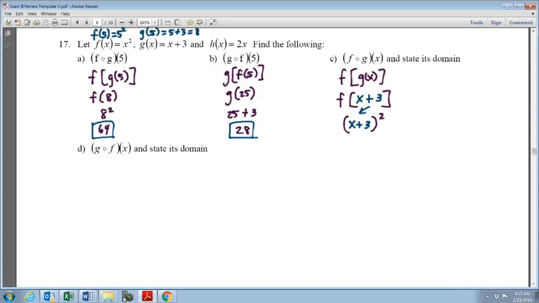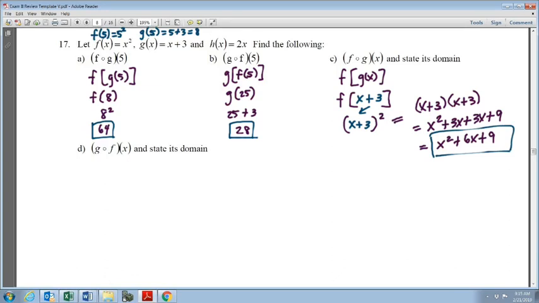So this is what I call FOIL in disguise. We're going to have to multiply two of these, and when we do that, we're going to end up with x squared plus 6x plus 9.